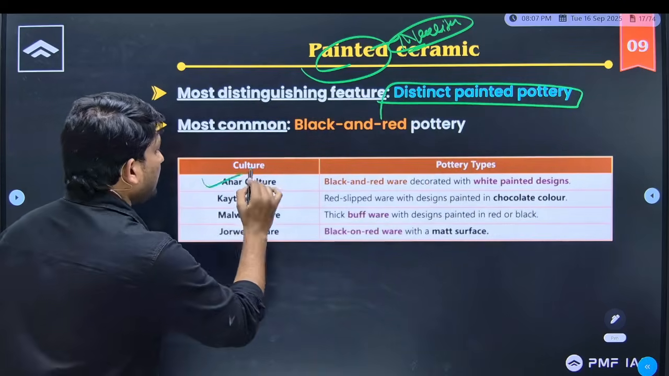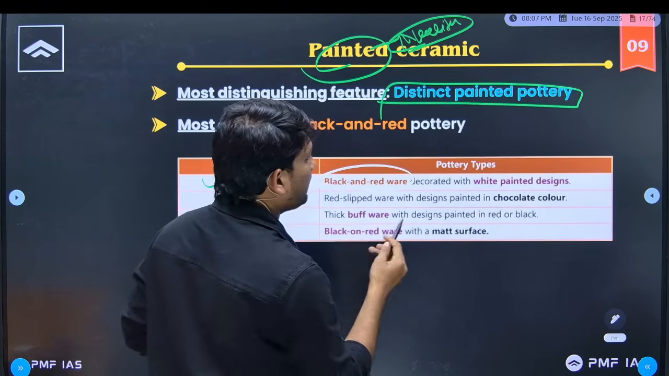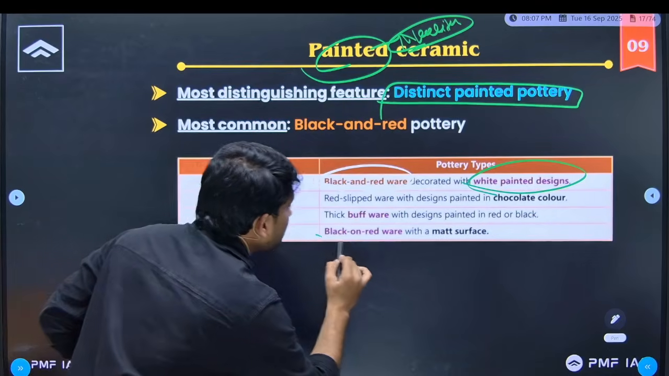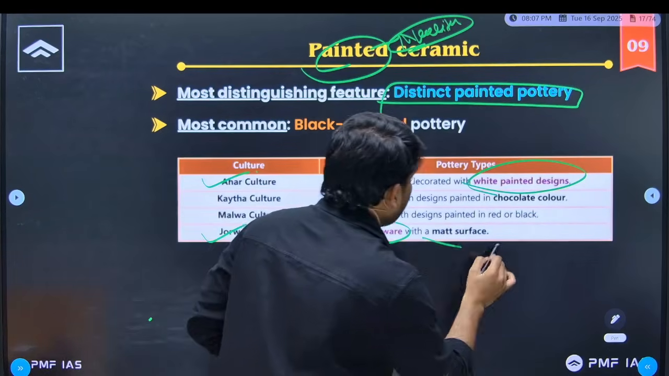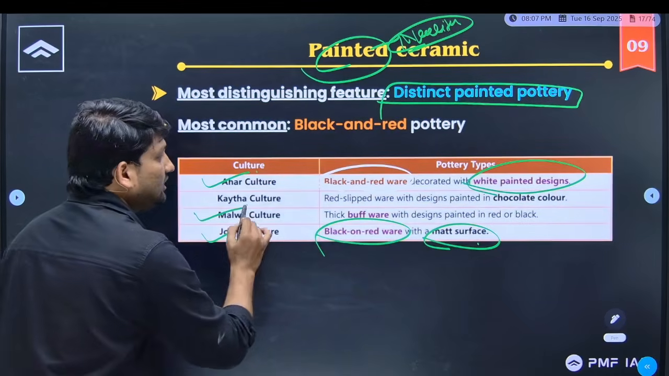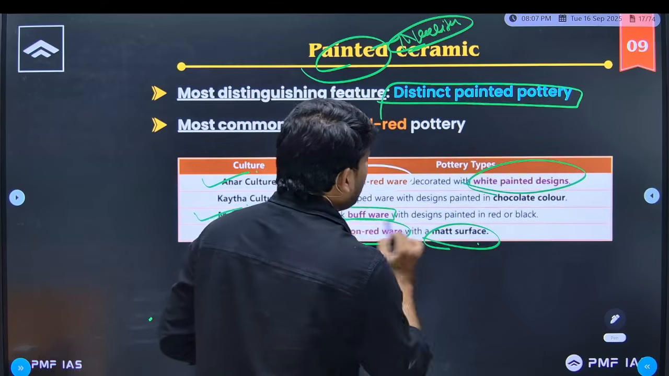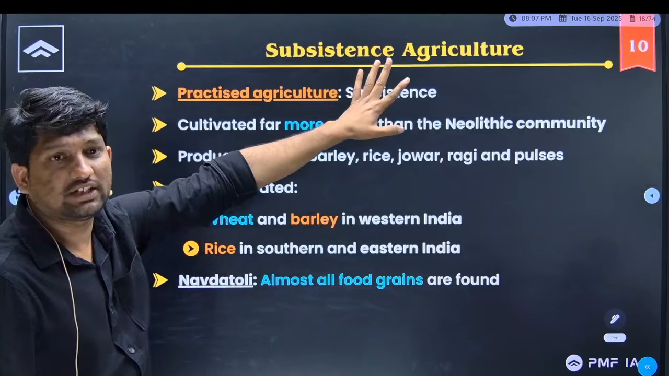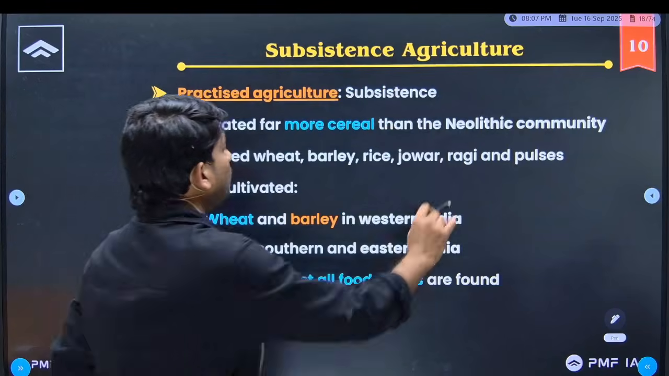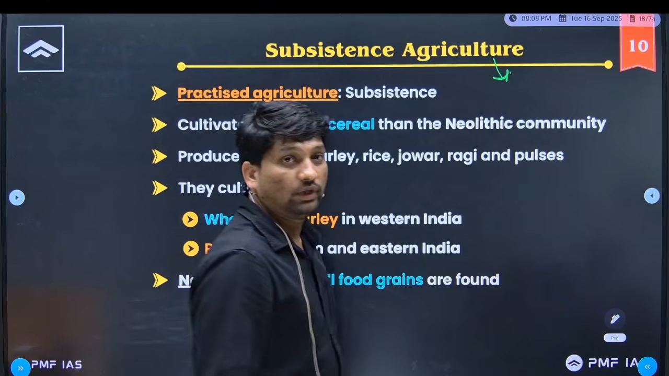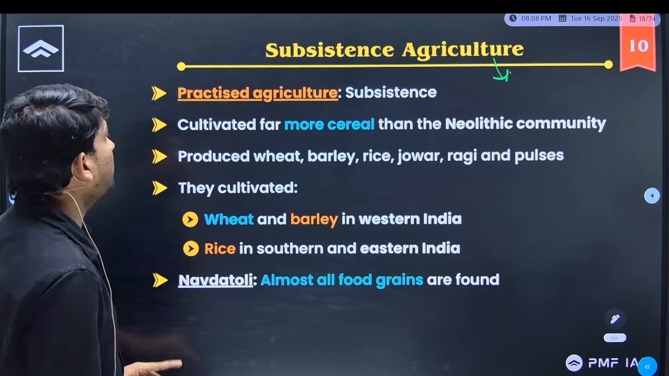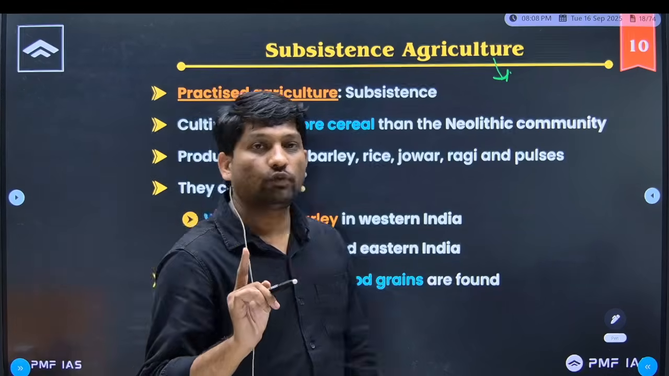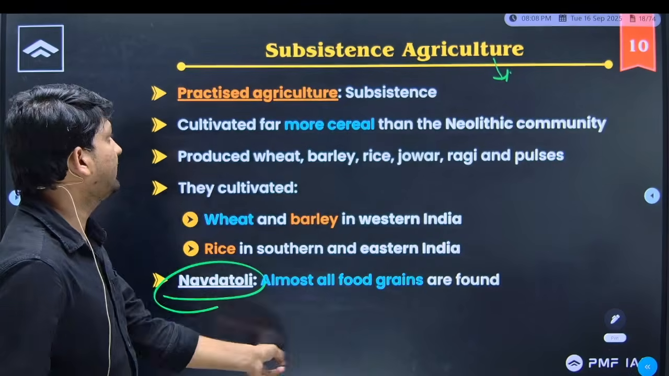If you consider Ahar culture, we have black and red ware with white painted design. In Jorwe culture, we have black on red ware with a matte surface, and in Malwa culture, we have thick buff ware with red or black design. We have already discussed all these things, right? Subsistence agriculture, I have told you there is no surplus food grain production during this time. You have to remember the most important point in the subsistence culture. This is Naudatoli. In Naudatoli, you will find evidences of all food grains.